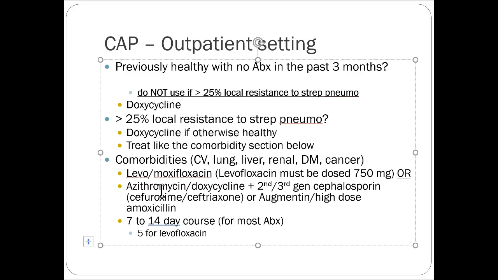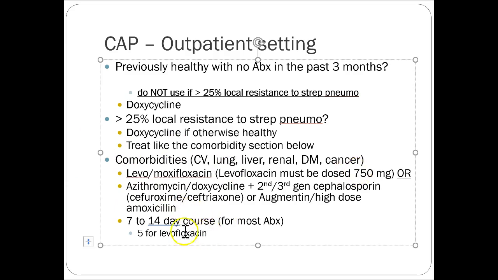It doesn't really matter which one, they're all going to cover strep pneumo quite well. Or you can use Augmentin or high-dose amoxicillin in place of that, and that's going to give you your strep pneumo coverage. So again, the point is atypical plus strep pneumo coverage, and that's going to give you that.